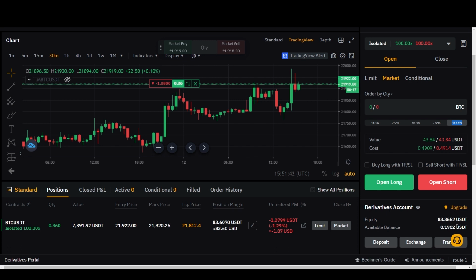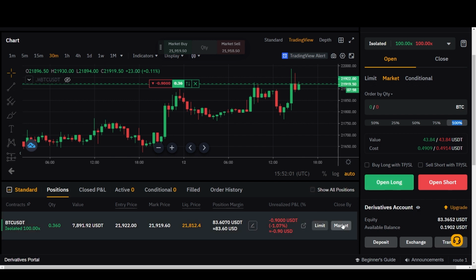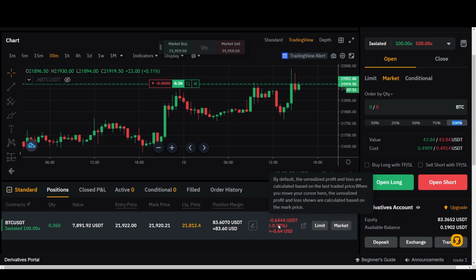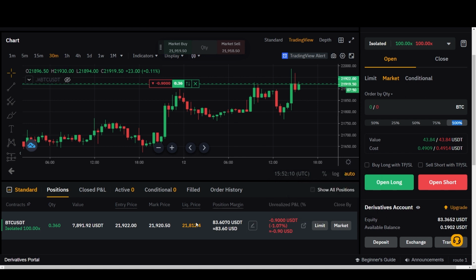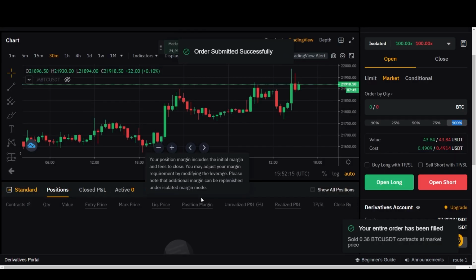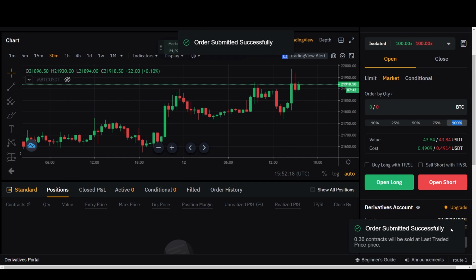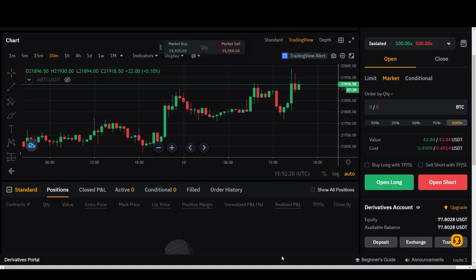I've got 19 cents left. I like the way it has this available balance instead of free cash. Available balance. My equity. Why? I have seven. I lost $10 with that.